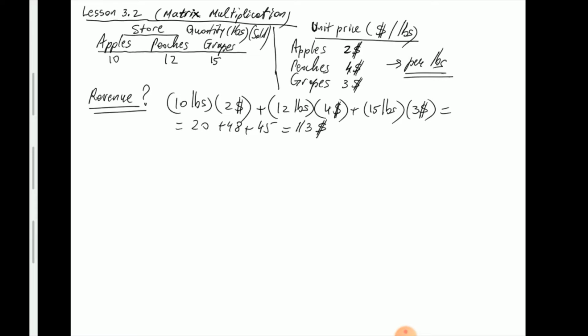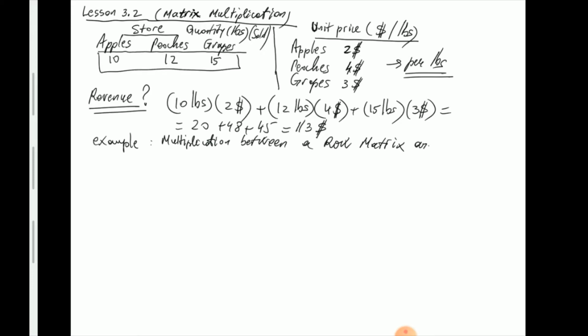Okay, so what you just saw was an example of what we're going to call the multiplication between a row matrix, a matrix made by a single row over here, and a column matrix, which is given by this column of the unit prices. This is also called in linear algebra the dot product, actually. And again, the fact that one of them is given by row and the other by column will make sense a little bit later when we actually define multiplication of matrices.